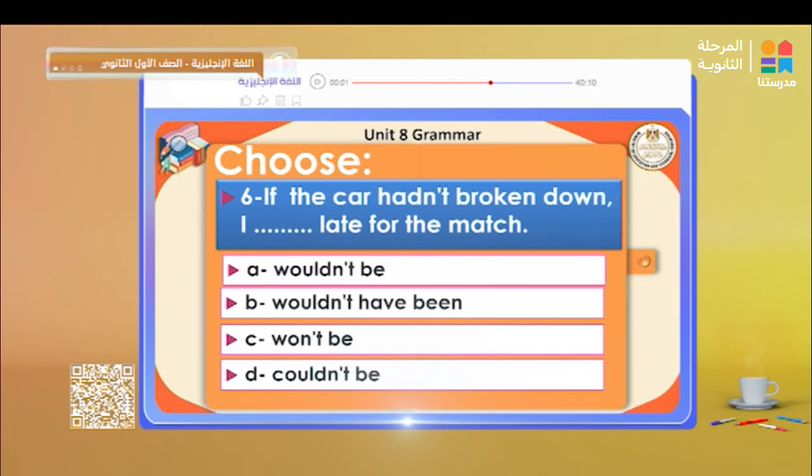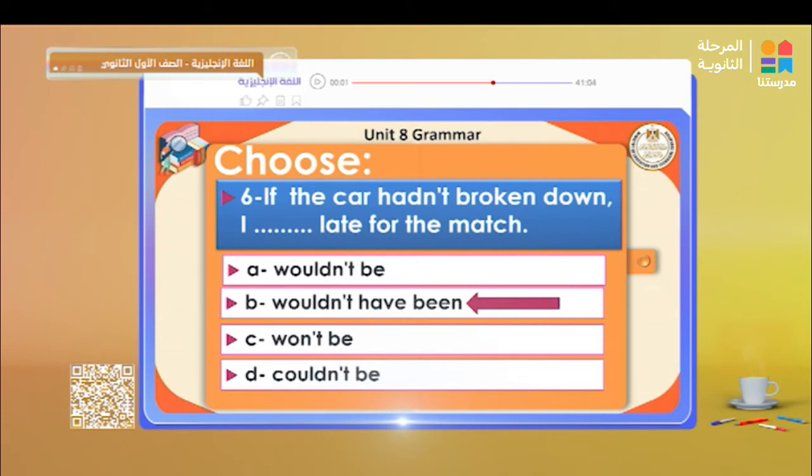If the car hadn't broken down, I late for the match. I wouldn't be, I wouldn't have been, I won't be, I couldn't be. Of course here we have had plus past participle. يبقى ال second clause لازم يكون فيها ايه؟ لازم يكون فيها would have plus past participle. يبقى ال right answer هتبقى ايه؟ ايوه فعلا wouldn't have been.